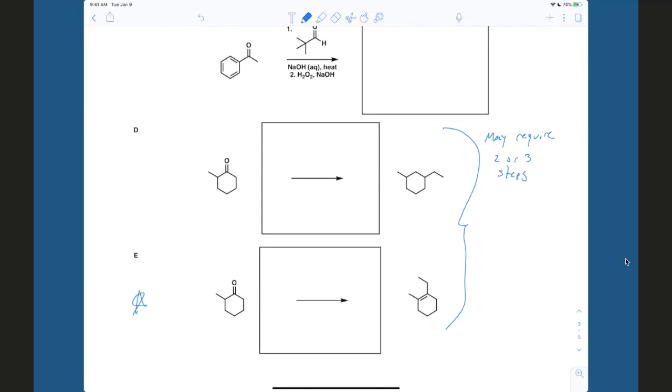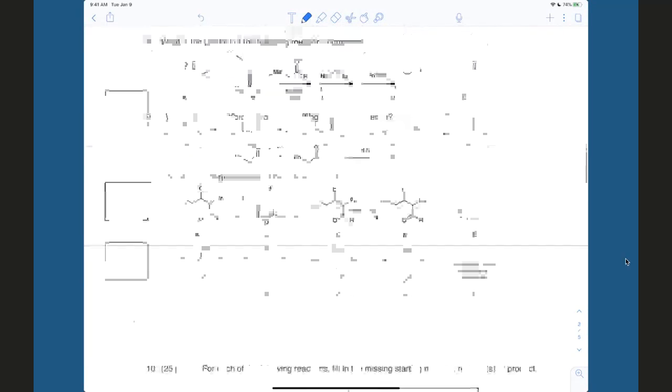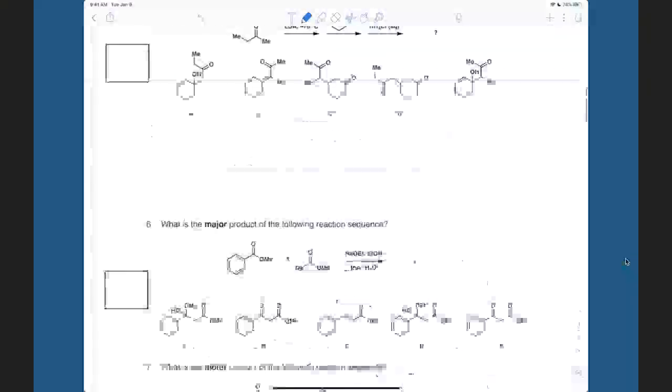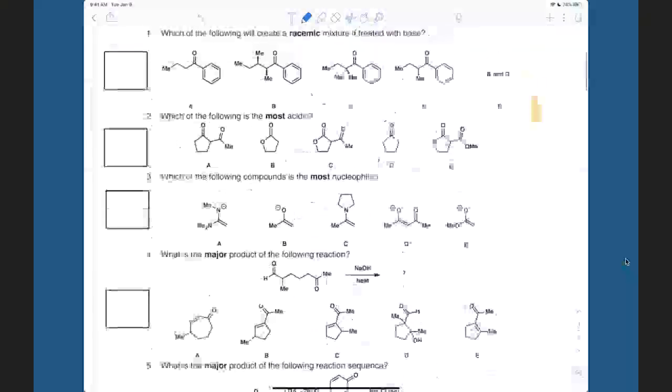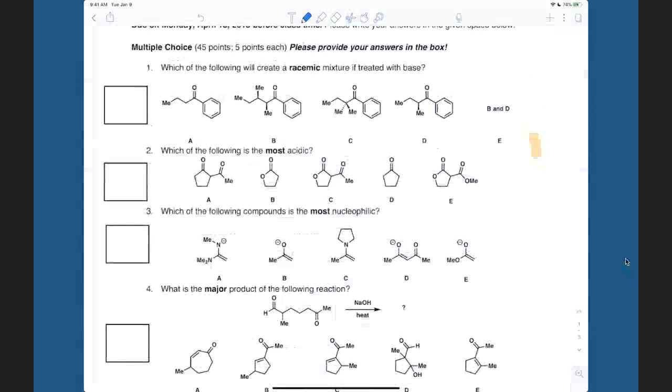Number 2, sorry, I need to get to number 2. I think that's the next one, right? Number 2. Which of the following is the most acidic? These are good thoughts for E.